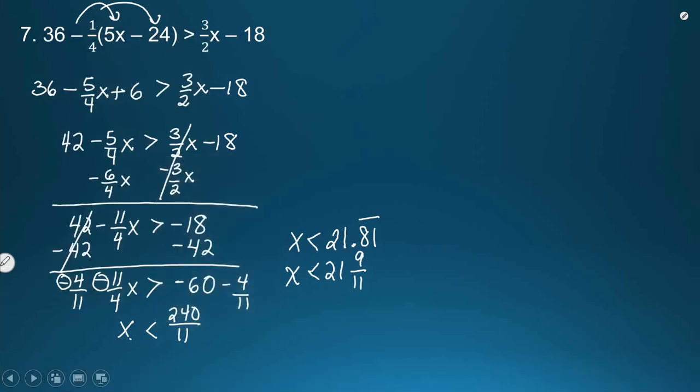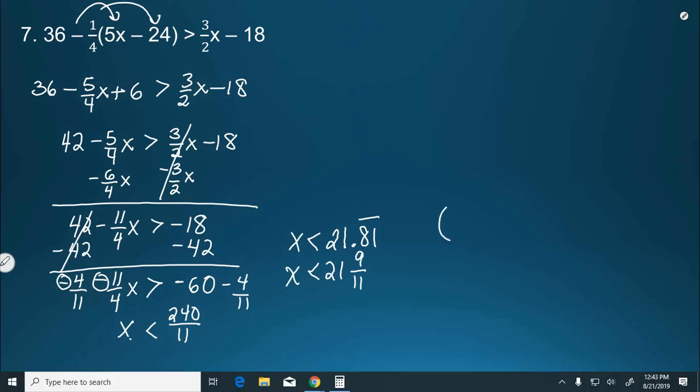All right. So if I'm doing my bracket notation, it's parentheses because it's not including 21 and 9/11 because it's not equal. Actually, I just did that backwards. Because it's less than, it has to be parenthesis, negative infinity, because it's going to be anything smaller than that, comma, 21 and 9/11 parenthesis, because that 21 and 9/11 is not included in the answer.